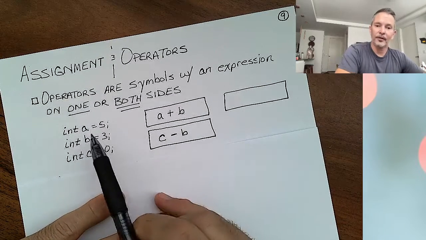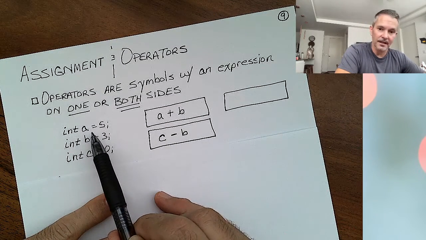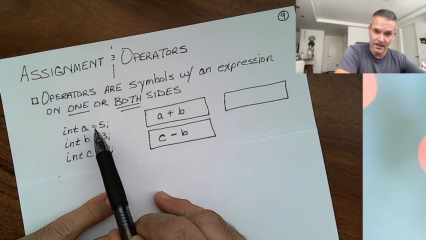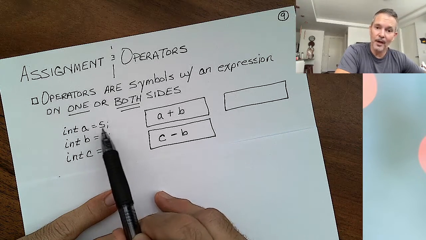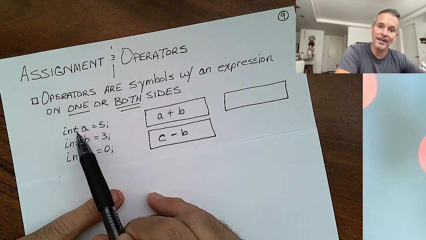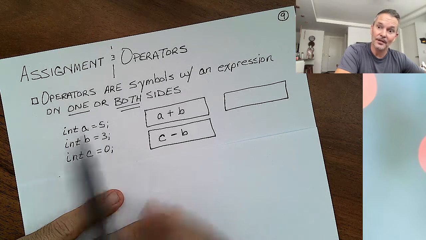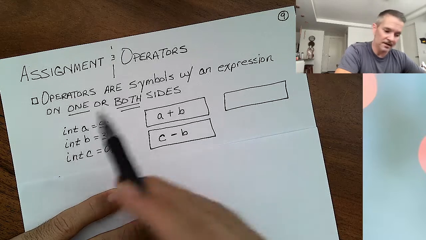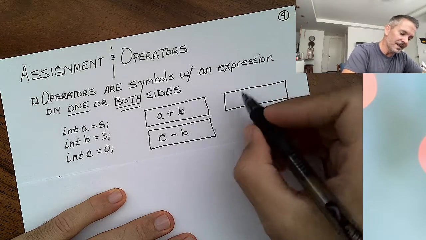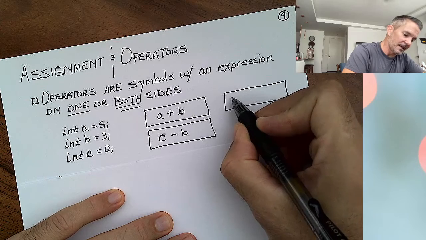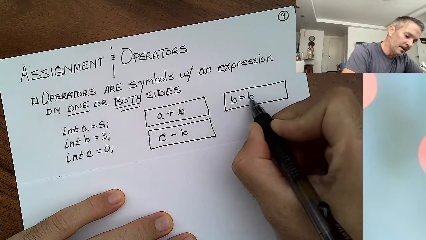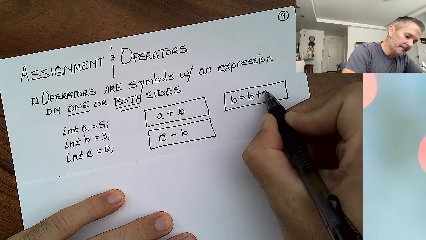Another important operator that you've already seen is the assignment operator, the equals operator, which means take whatever is on the right-hand side and copy it into what is on the left-hand side. So you have to have a variable on the left-hand side. So as an example here, I could say something like b equals b plus a.